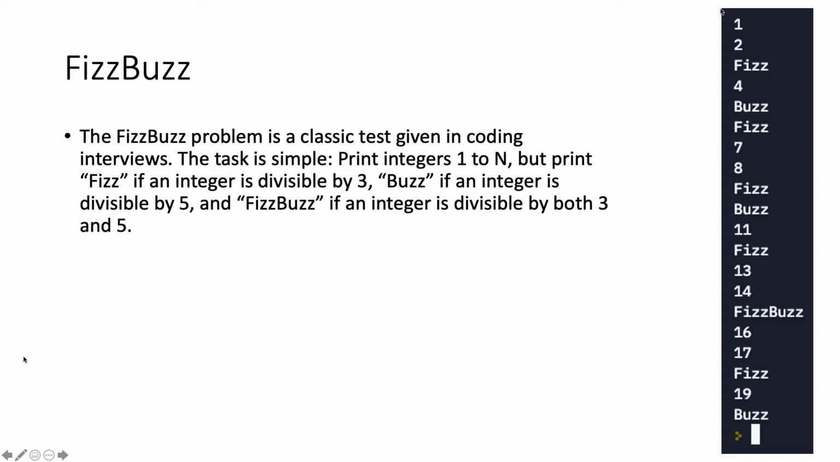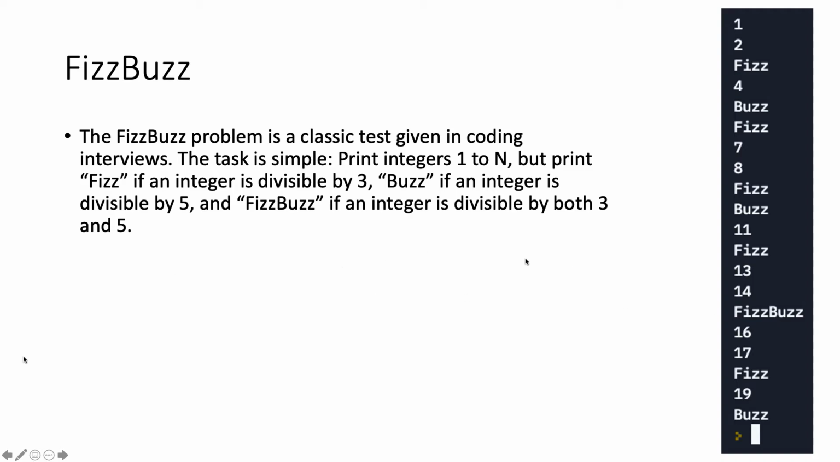So the correct output would be something like this: 1, 2, fizz, right? Because 3 is divisible by 3. And then 4, then instead of printing 5, we write buzz because it's divisible by 5. Then 6 is divisible by 3, so we write fizz, and so on until we reach 14, then 15. For 15, instead of writing 15 or fizz or buzz alone, we write fizz buzz because it's divisible by both.